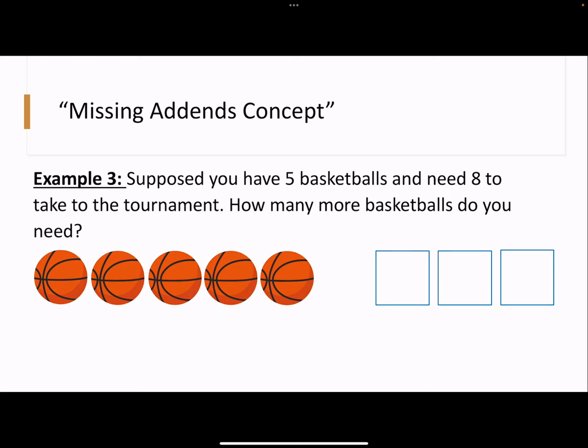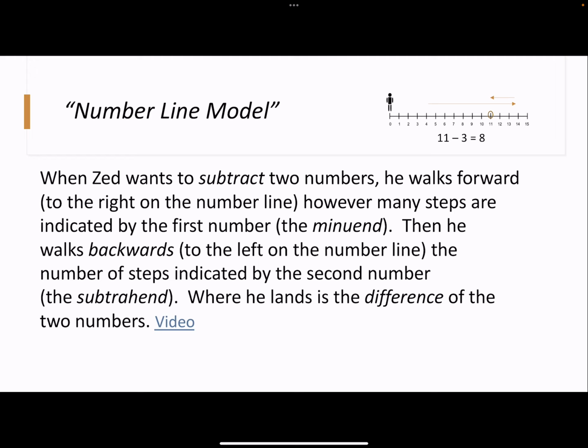Just like with addition, with subtraction, we often start with the number line model. In our textbook, Zed wants to subtract 2 numbers. So using the number line, we're going to subtract 11 minus 3 equals 8. And we can show students that you're going to move over to the 11th spot on the number line, and if you want to subtract 3, you're going to move back to the left 3 spaces and you land up on the 8. So where he lands is going to be the difference of those 2 numbers. Let's check out this video from our free textbook.